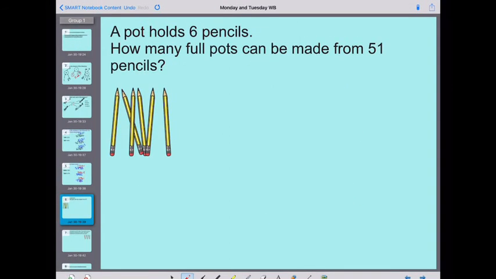Okay, moving on to some problem solving. A pot holds 6 pencils. How many pots can be made from 51 pencils? Now we need to consider RUCSAC. So we need to read the question. I've done that. We need to understand what are the important pieces. The numbers, of course. So 6 and 51. Okay. We need to choose an operation.